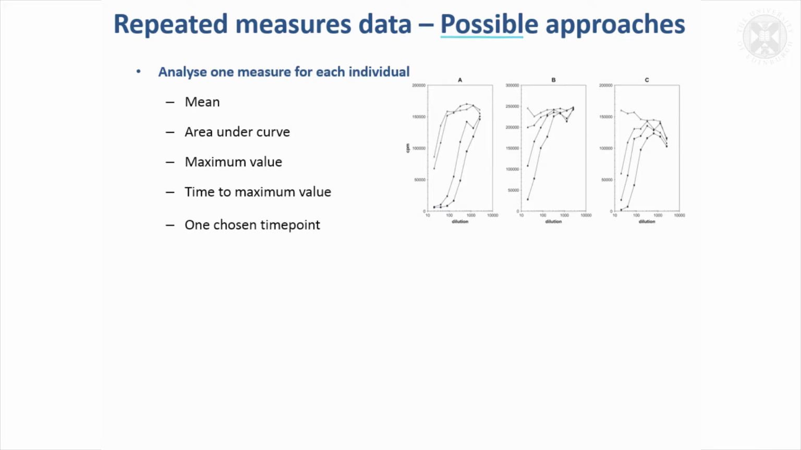So what are the possible approaches that you might use? One thing that would do, but it's not ideal, is you might get a summary statistic for the data. So you might say, well, I'll take the average of my data over the whole range of values for each of the individuals, and I'll take the mean. You might consider the area under the curve, the maximum value, the time it takes to get to the maximum value. Or you might say, well, I'm actually most interested in analysing the data at this particular time point, I'll analyse that. So that's all right, but it's a bit restrictive.